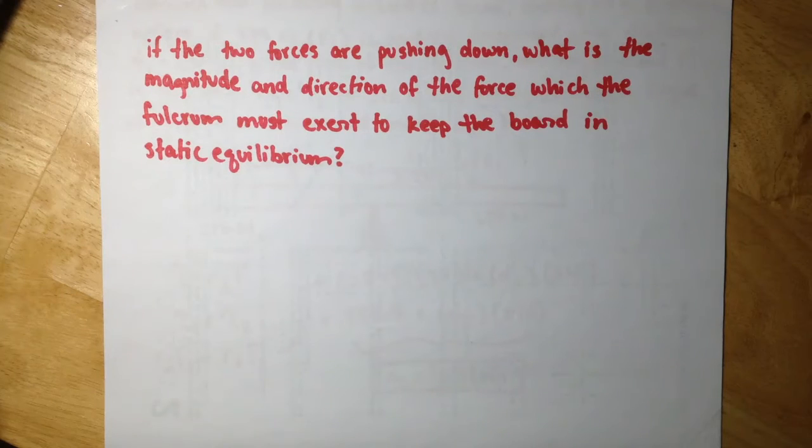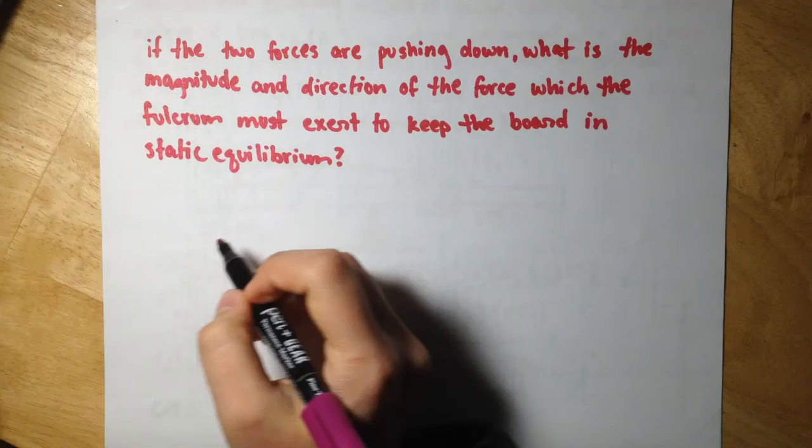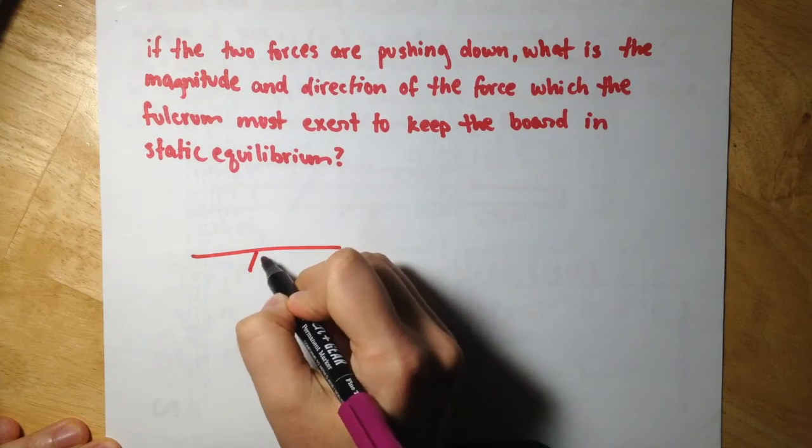The second part of this question asks, if the two forces are pushing down, what is the magnitude and direction of the force which the fulcrum must exert to keep the board in static equilibrium? Static equilibrium means that there is no movement at all. So what is the force that the fulcrum must exert on the board so that the whole system does not have any movement? So the force of the fulcrum, so let's redraw the drawing roughly.